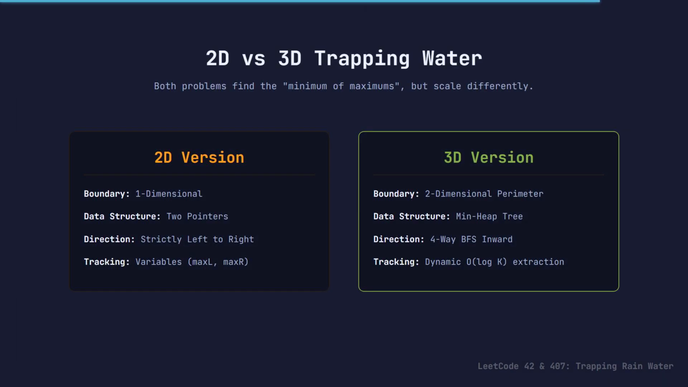Before we wrap up, let's briefly compare these two problems. In the 2D version, water can only spill left or right. Because our boundary is strictly a 1D line, 2 simple pointers moving inwards are perfectly sufficient to track our maximum bottlenecks. But in 3D, water can spill out in 4 directions anywhere along a complex perimeter. A simple left-right approach collapses here. Instead, we use a min-heap tree to dynamically track and instantly extract the absolute lowest point of our ever-shrinking boundary. Same core logic of finding the minimum bottleneck, but scaled up with a completely different data structure.